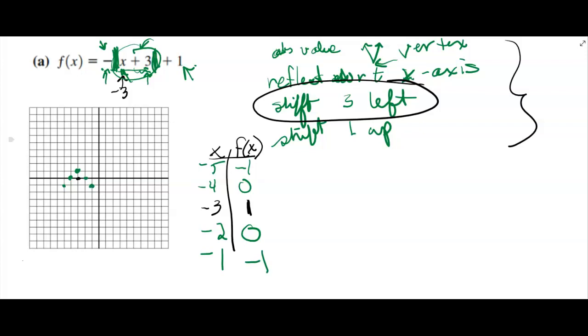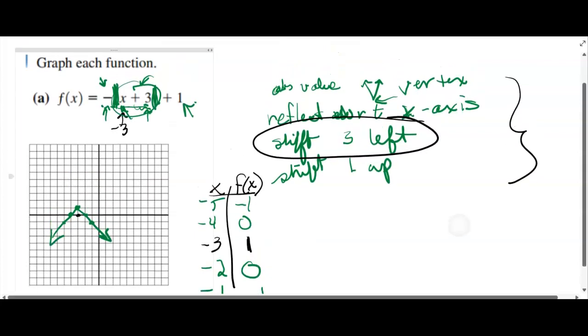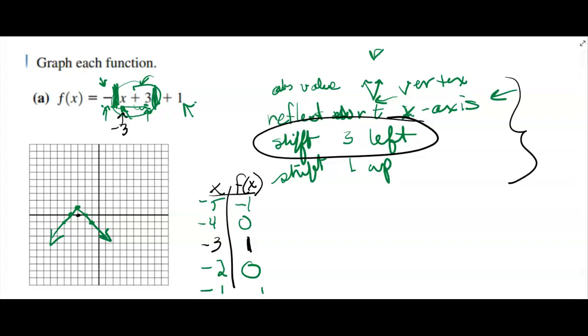And it did make a little V shape. You could pick more points if you wanted to. Did it do everything we said it would? It's a V, yeah. Did it reflect about the x-axis? It did, but then it shifted up, and it shifted left 3. Okay? So there you go.